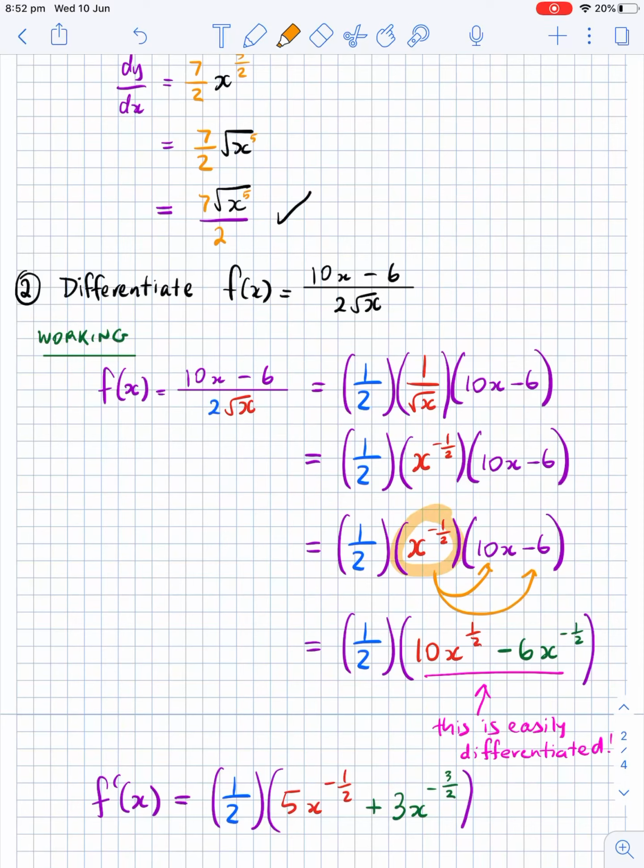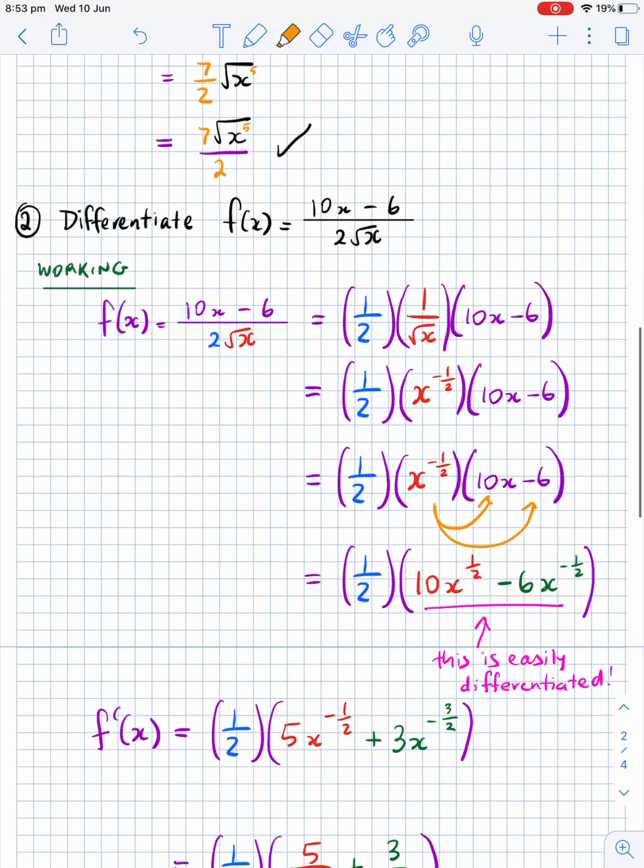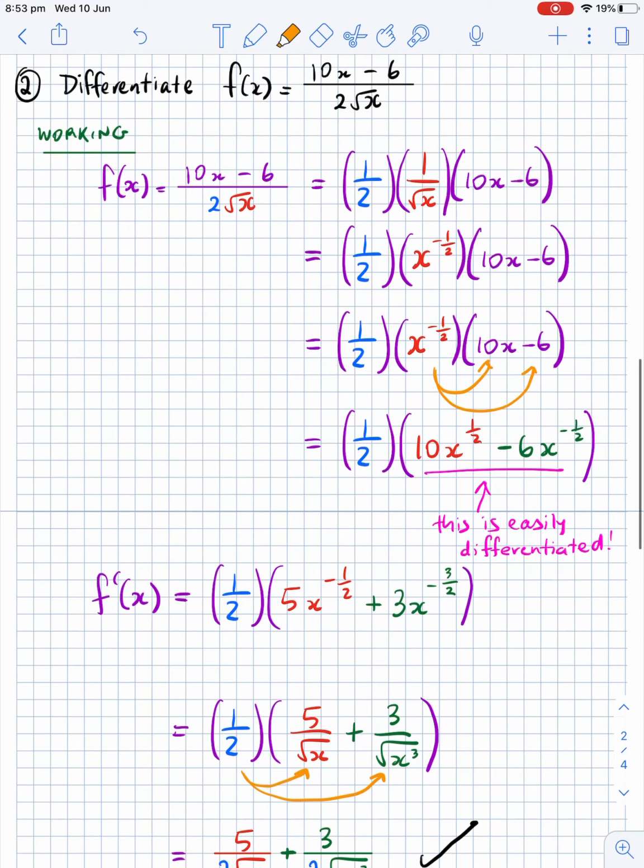Remember, when you're multiplying, your powers of x are going to add together. So negative 1/2 plus this power of 1 with the x. So negative 1/2 plus 1 is going to be positive 1/2, and the 10 stays put. And then this multiplied by the negative 6 is going to be negative 6x to the power of negative 1/2. And this bracket is easily differentiated. And remember, this half is just staying put. It's not going to affect the derivative. So I'm just going to leave that half out the front.